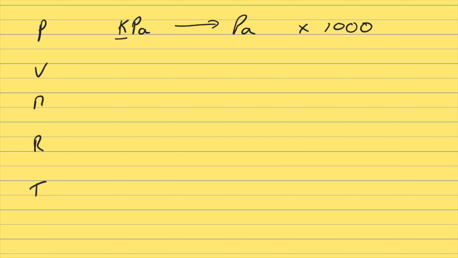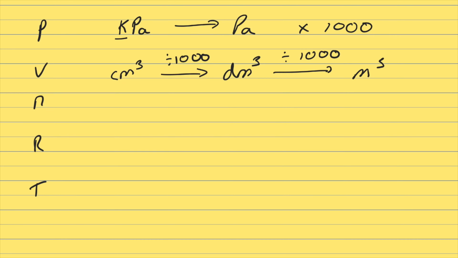Volume needs to be in meters cubed. You'll frequently be given it in centimetres cubed. To convert from centimetres cubed into meters cubed, we need to divide it by 1,000,000. But you may also get given decimeters cubed, which is a common one. So to go from a centimetre cubed to a decimeter cubed, you need to divide by 1000. To go from a decimeter cubed into a meter cubed, you divide by 1000 again. So to go straight from there to there, you divide by 1 times 10 to the 6, or 1,000,000.